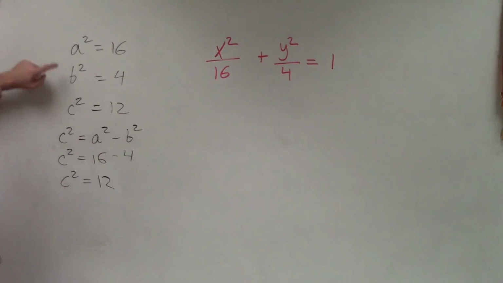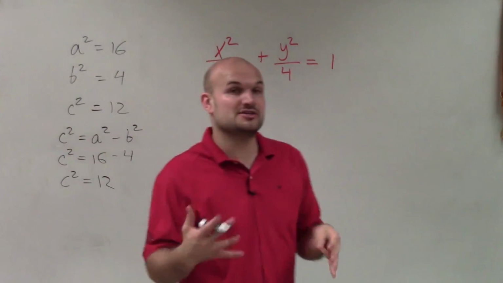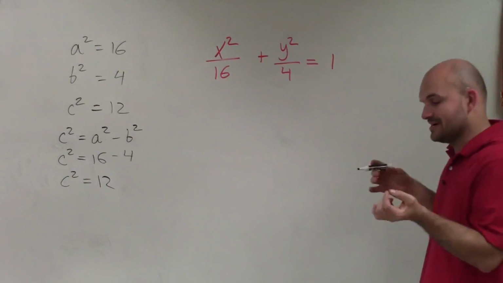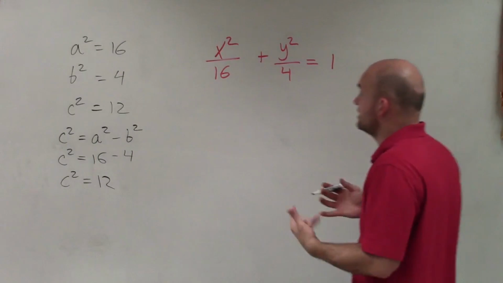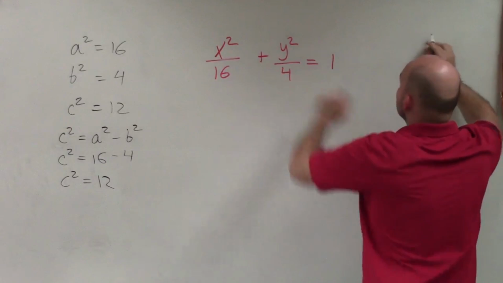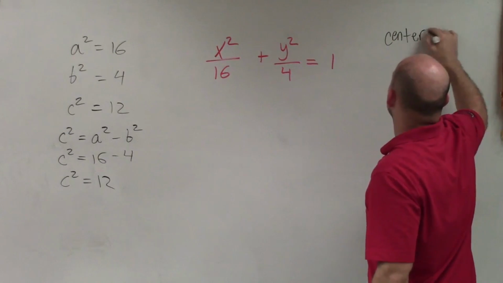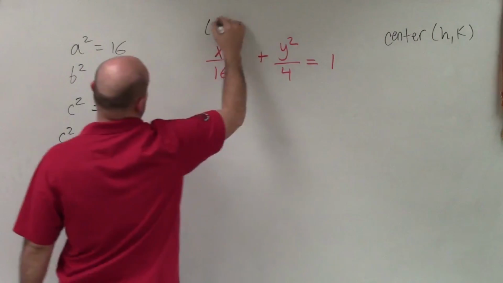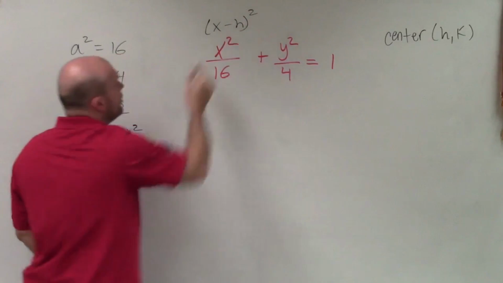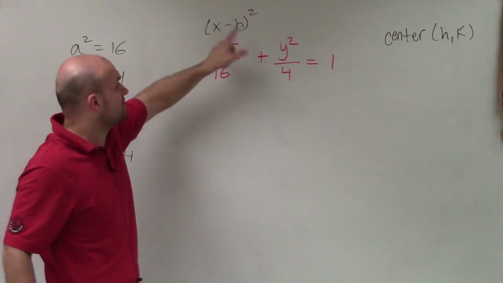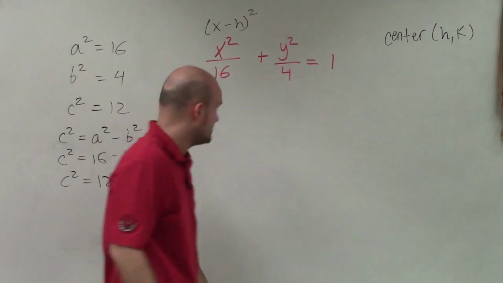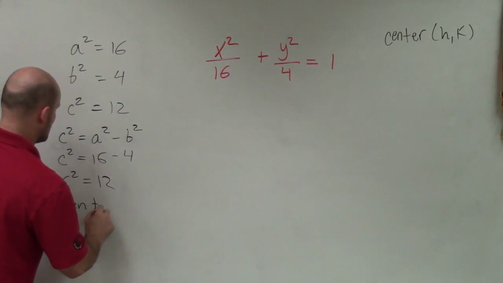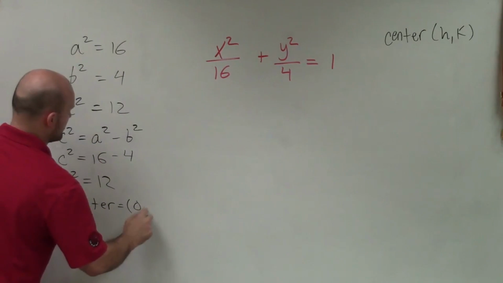So now that I've figured out a, b, and c, now it's time for me to understand where my center is. Now remember, the center of your ellipse is always going to be the center. Now, what we notice here is the center is in the form of h comma k. And usually what we'll have, instead of having x squared, we'll have x minus h squared. Well, as you notice, there is no h. It's just x squared. So therefore, h is 0 and k is 0. So in this case, I can also now say that my center is equal to 0, comma 0.